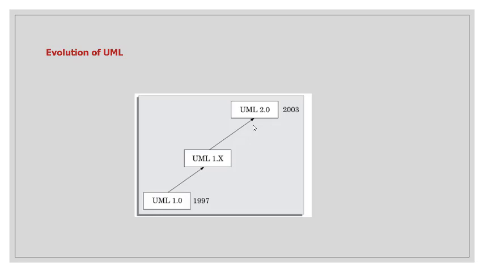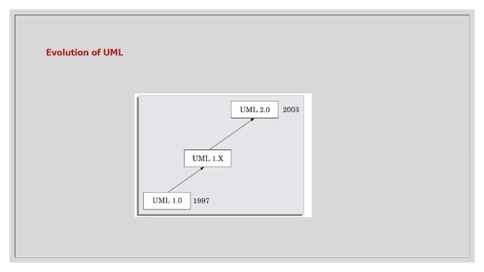UML 2 was actually an attempt to make UML applicable to the development of concurrent and embedded systems. For this, many new features such as events, ports, and frames in sequence diagrams were also introduced. We will briefly discuss this development next.